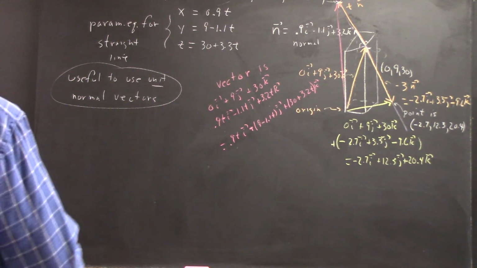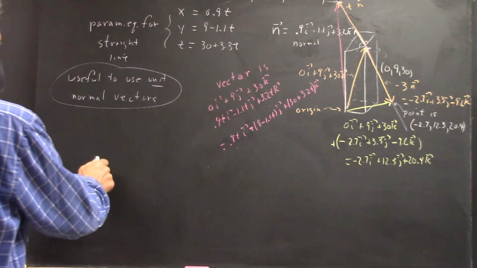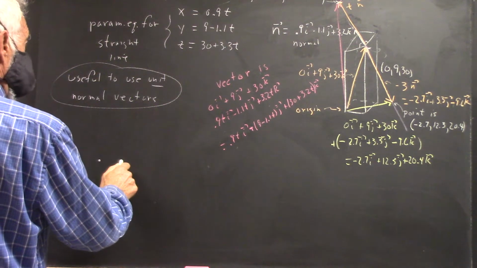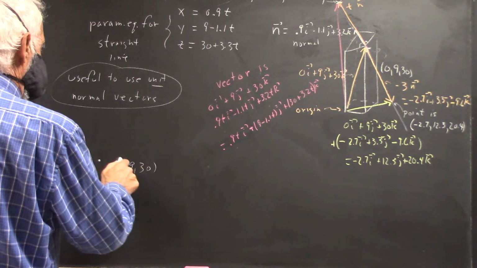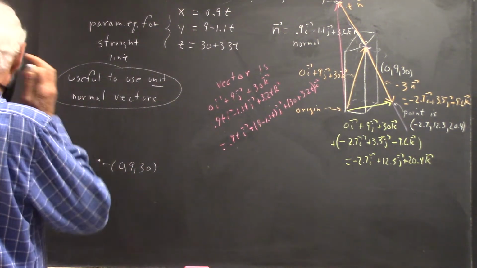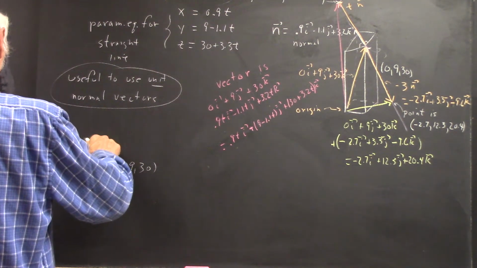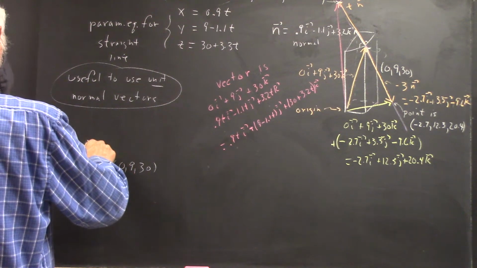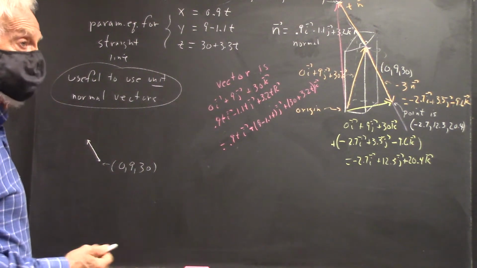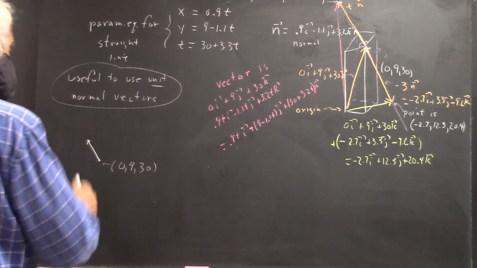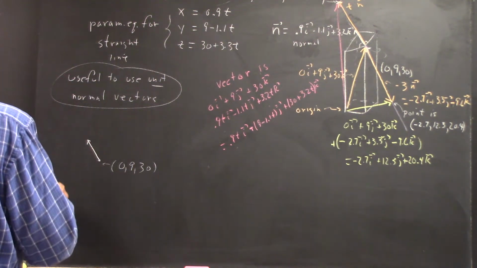Okay, so here's our point: it's 0, 9, 30. Here's our normal vector. Again, a unit normal is usually more convenient, and it's usually worth the trouble, but I'm just going to use the normal vector as we set it.